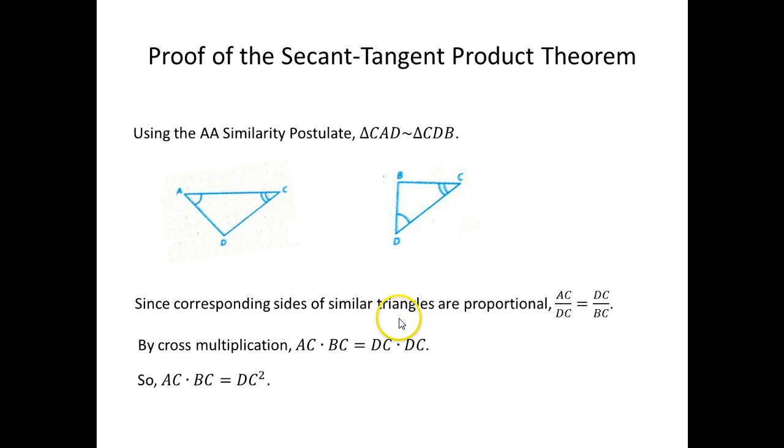Since the corresponding sides of similar triangles are proportional, I know that AC is to DC the same way DC is to BC. By cross multiplication, I get the secant-tangent product theorem, which I was trying to prove, and here it is.